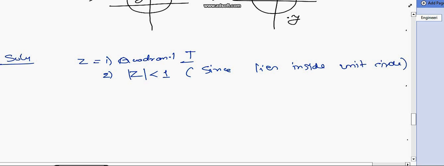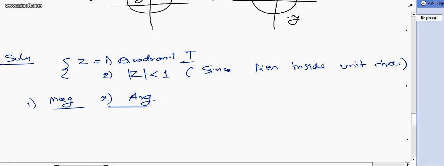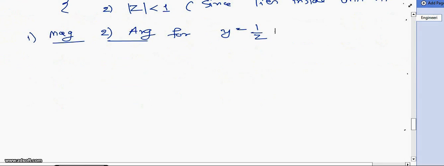Okay, so these are the two key points to be observed. Now how to proceed about the question? First we can find the magnitude, and also we can find the argument. If we are able to find these two for y is equal to 1 by z, then we can solve this question. So how to proceed?